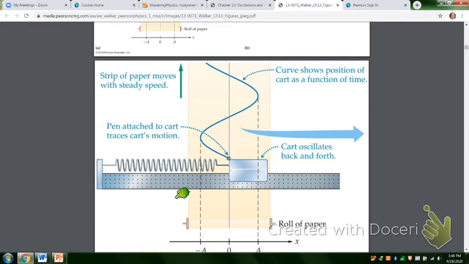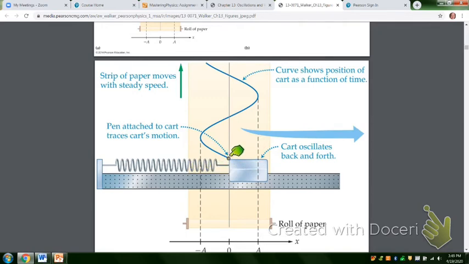So here's our spring that we had before. And here's its equilibrium point right here at 0. And so they're going to take this thing, pull it back, and let go of it. And as it starts to move, they've got this roll of paper down here, and there's a pin that's hooked to this weight. And so this paper is going to move at a constant rate while the spring is bouncing back and forth with the pin attached to it.